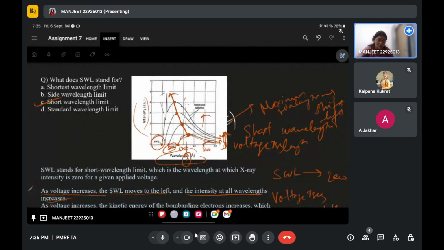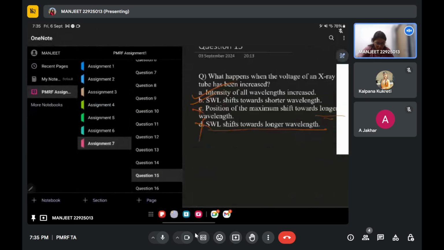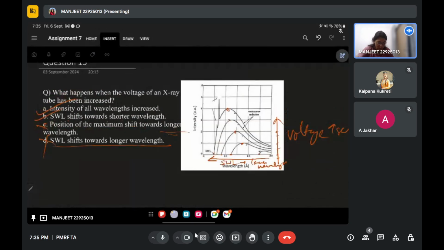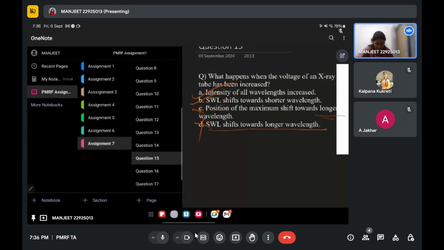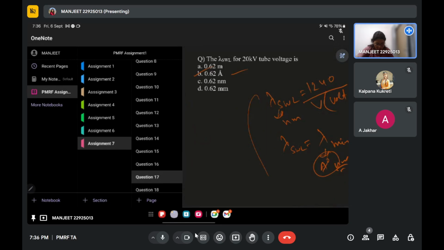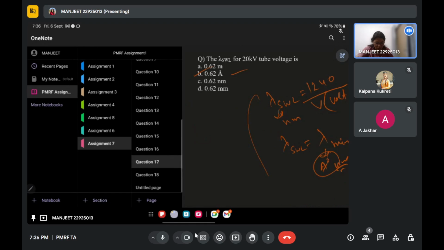Question 15, what is SWL? SWL is the short wavelength limit, and how it changes with voltage, and how the intensity changes with wavelength and with increasing voltage, we have discussed in questions 14, 15 and 16. In question 17, how you calculate the SWL for a particular voltage. If the voltage is given, then how you define the SWL.